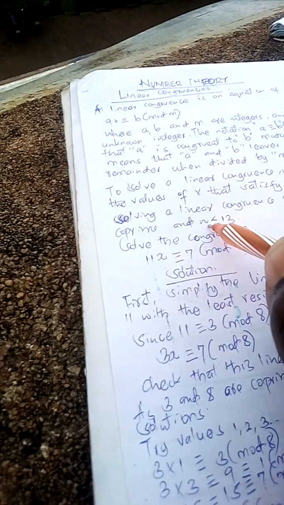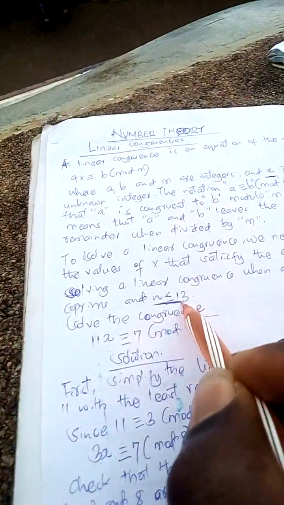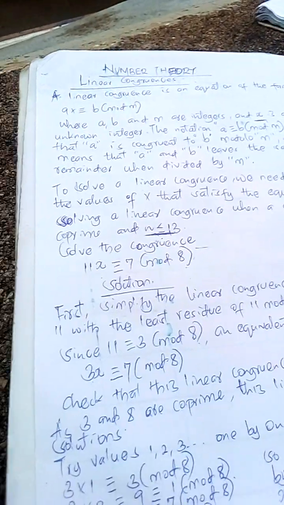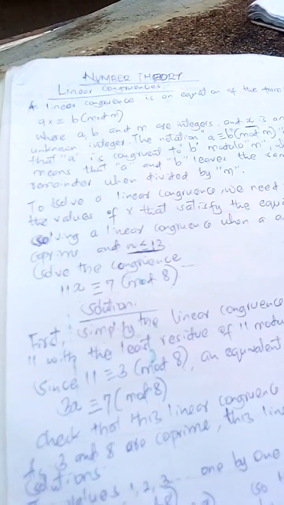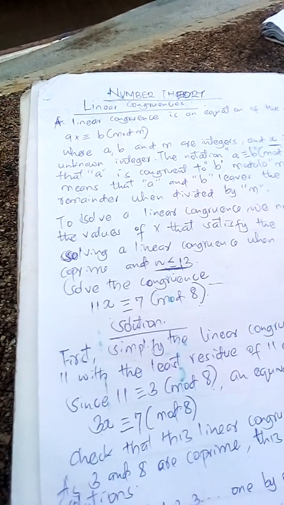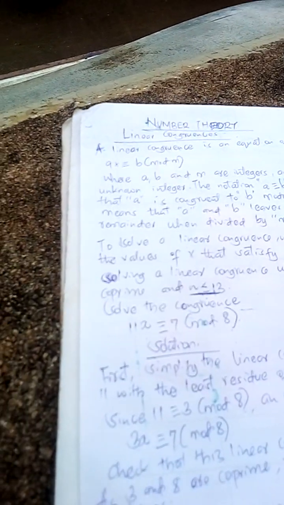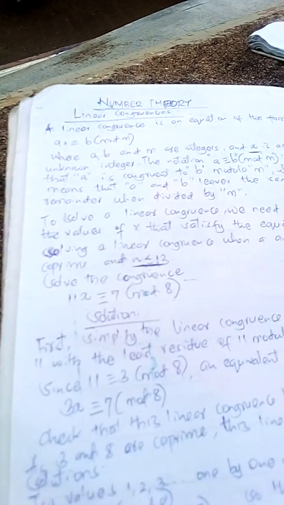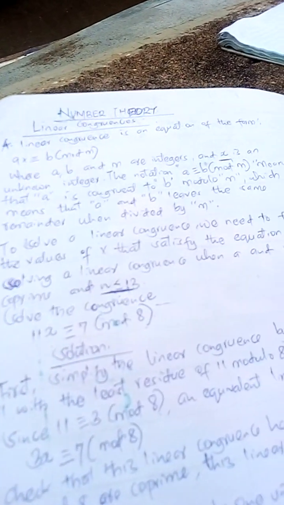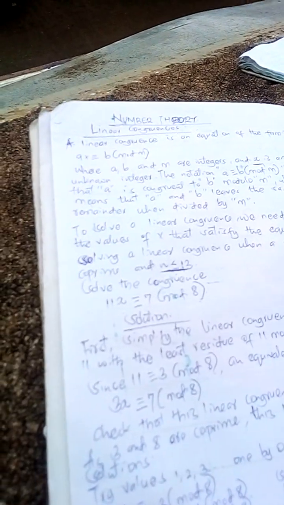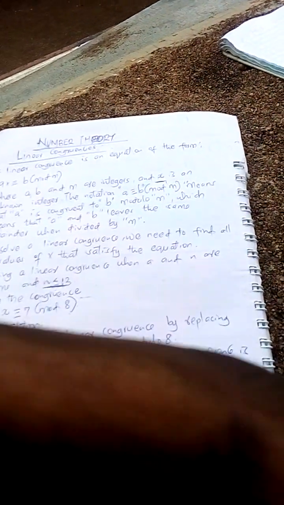our value n is less than or equal to 13. We'll determine that by finding x, which is 5. So 13 minus 8 will remain with 5, which is 5 modulo 8. So the solution is given by x ≡ 5 modulo 8. That's our answer. Thank you.